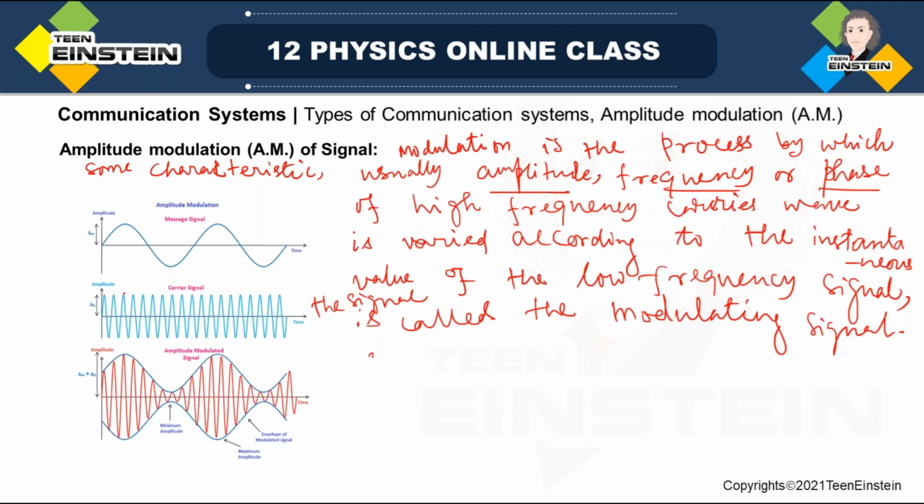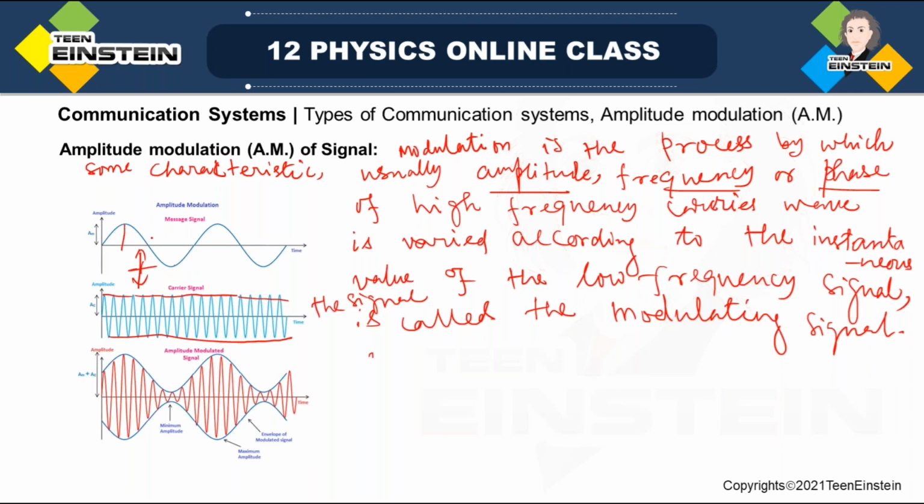And when we superimpose these two, the message signal and the carrier signal, the resultant will give you such variations. Look here. The carrier wave amplitude doesn't change. Actually, it has a constant amplitude. This is the carrier wave. The carrier wave amplitude is constant in this case.